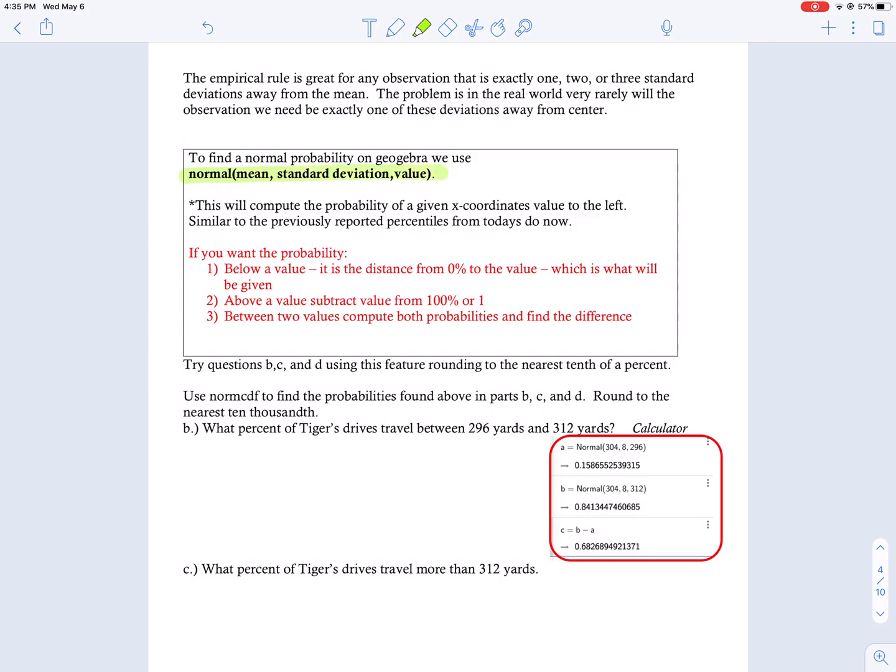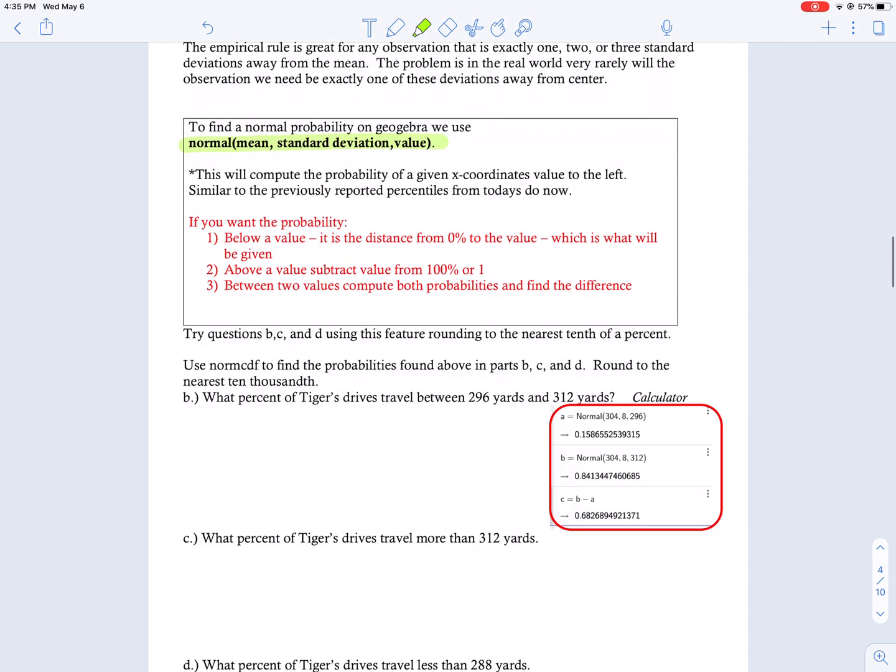Okay, so to find normal probability on GeoGebra, you're going to be using this. Normal, okay? And this is what you're going to type in. It's called the normal CDF. You're going to see it down here. Normal CDF. And just know that CDF stands for cumulative distribution function. So I am just going to write cumulative distribution function. Okay, and we'll get to that in a second.